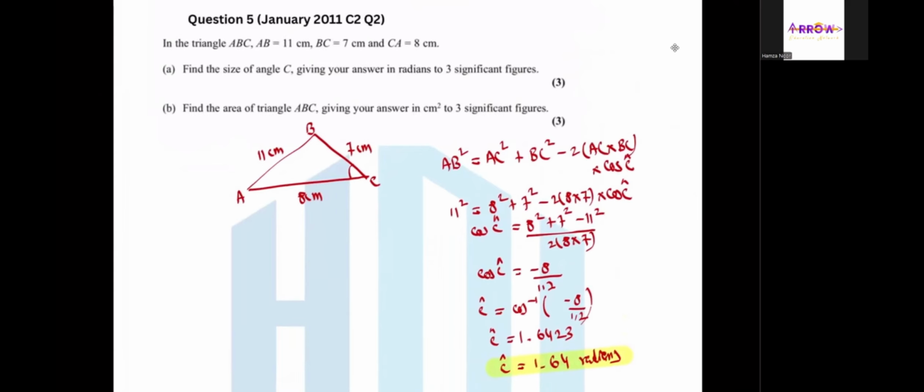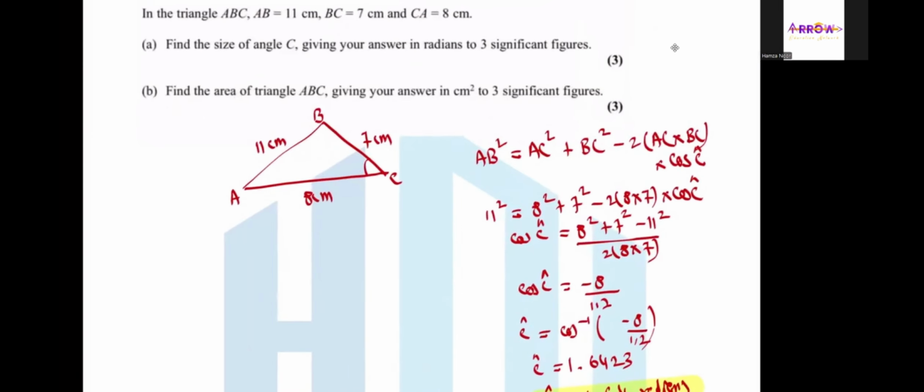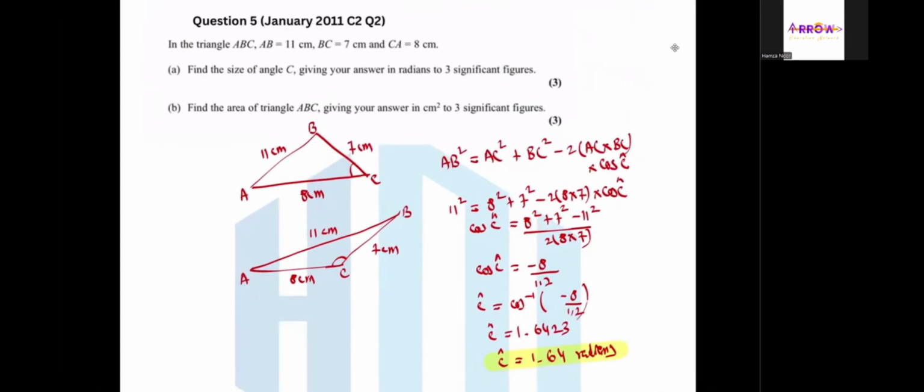Okay, so this is how you attempt this part. This sketch is not according to scale and not very accurate. Angle C is actually obtuse over here. So this sketch would be something like this, that the triangle ABC is like this, where this angle C is an obtuse angle. AB is the highest length, 11 centimeters, AC is 8 centimeters, and BC is 7 centimeters. All right, so now let's move on to the next part.